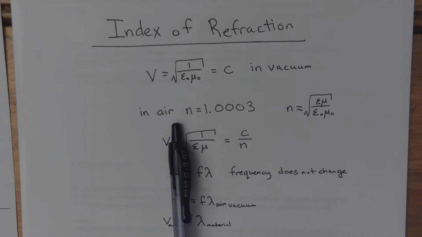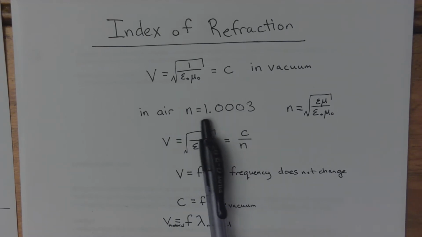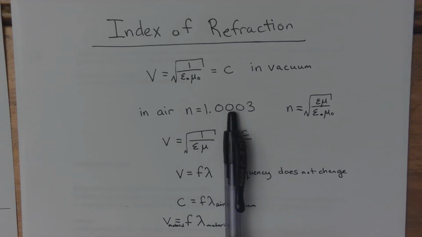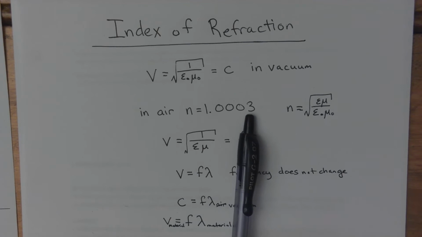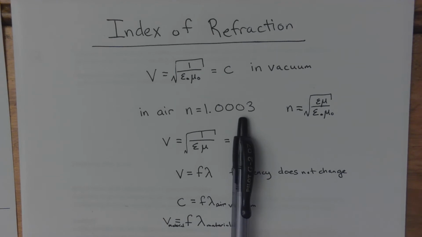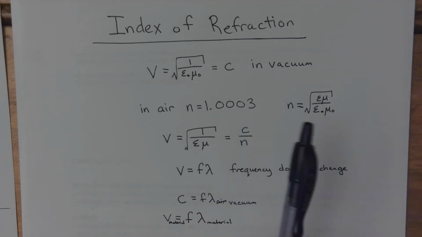In air, the index of refraction is equal to 1.0003. Because if you round this to 4 significant figures, you get 1. In this class, aside from this video, we're going to pretend the index of refraction in air is 1. So when we talk about the wavelength in air, we really mean the wavelength in vacuum, but it doesn't matter because we're treating them both the same way.